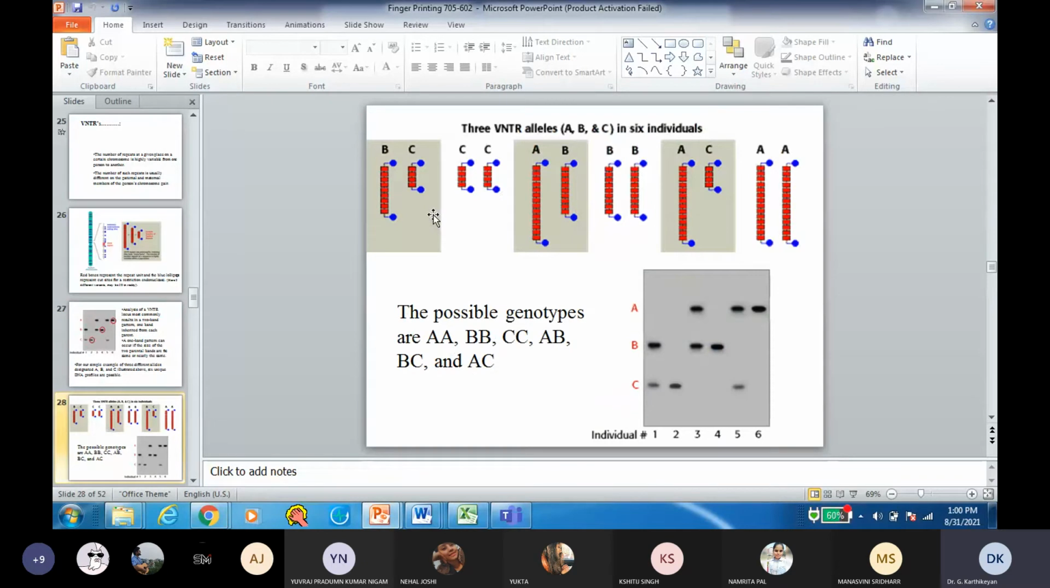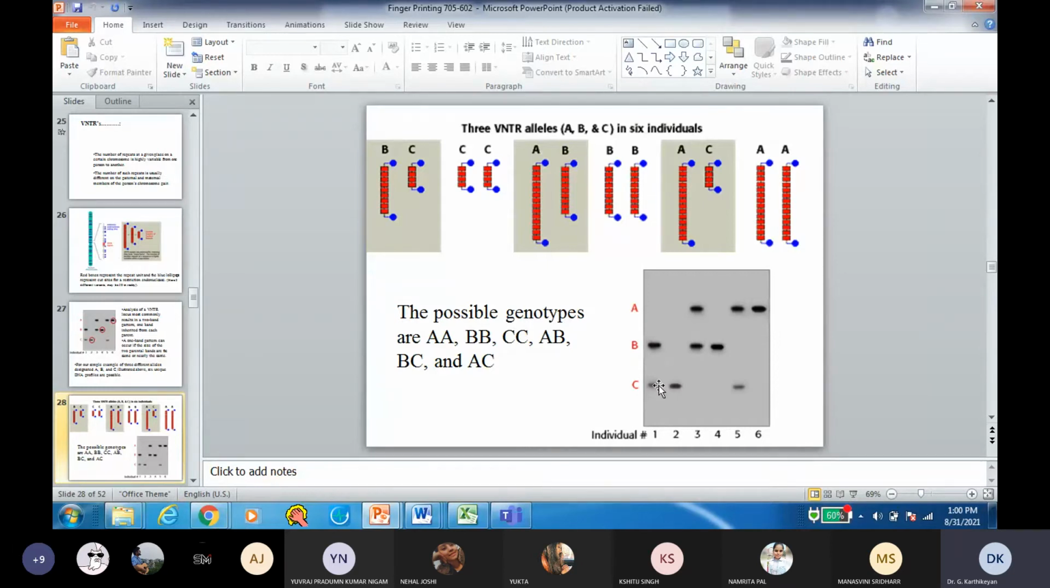Okay, you can have a combination of different alleles. You can have B and C. So this is one individual. This is another individual who is homozygous at the locus C. Okay, this person is homozygous at locus B. This person is homozygous at locus A. Okay, and so when you do this VNTR allele typing, what will happen is you will see this is what is the band for B, this is for A, and this is for C.